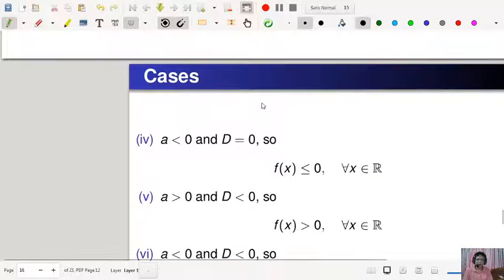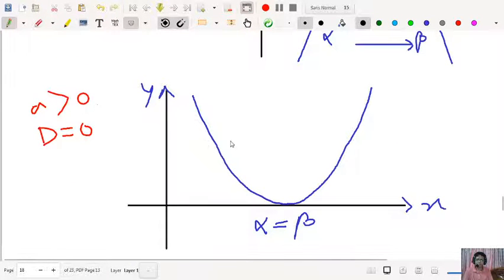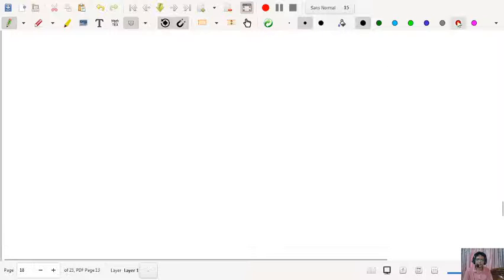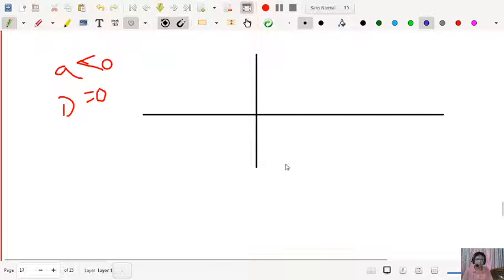What will happen if A is less than 0 and D is equal to 0? That is, the leading coefficient is negative and D is equal to 0. So that will be the opposite nature of this. It will be touching the x-axis, but it will be on the opposite side. This is the fourth case, D equal to 0. So it will be like this.